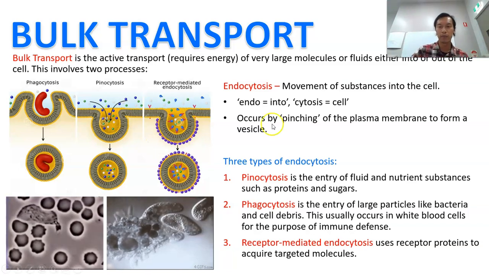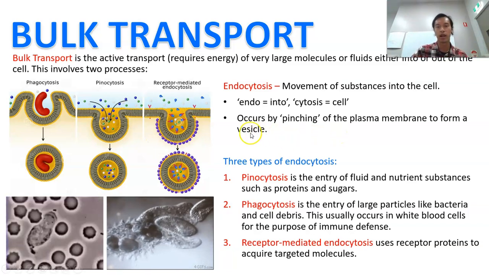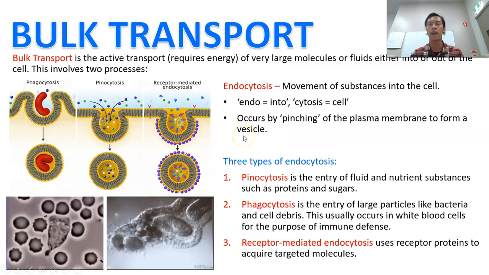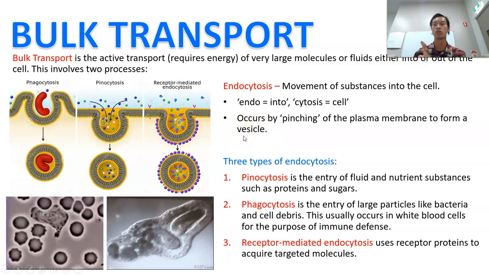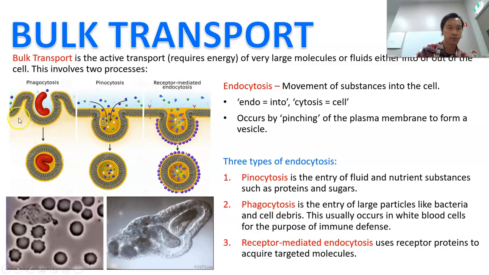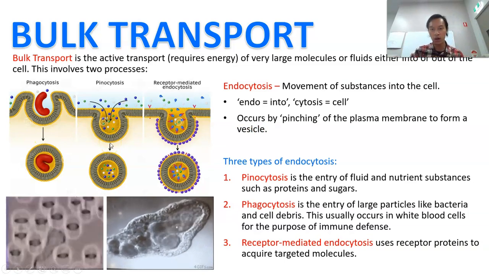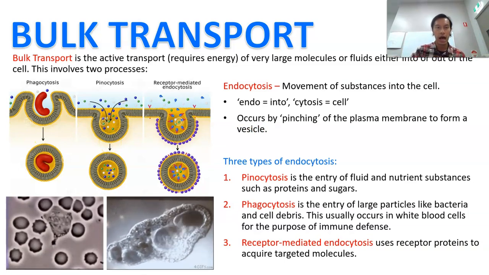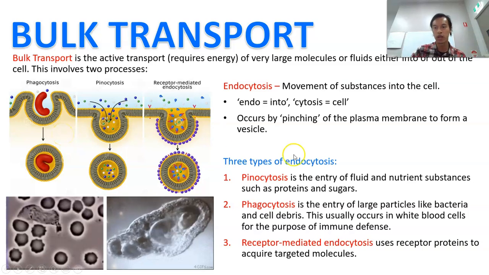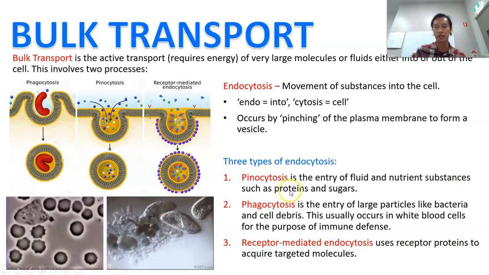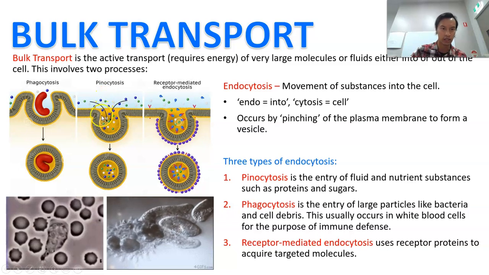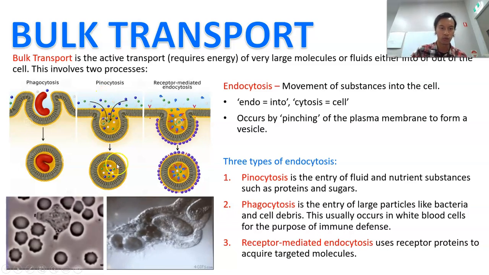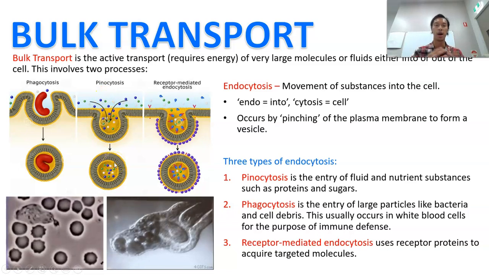It occurs by the pinching of the plasma membrane to form a vesicle, much like how your Golgi apparatus back in 2.3 does it as well, okay? There are 3 types of endocytosis. Pinocytosis is when you move fluids and nutrients such as proteins and sugars into the cell. So there it is there. It pinches, it forms this little vesicle, goes into the cell, gets used by the cell, right?